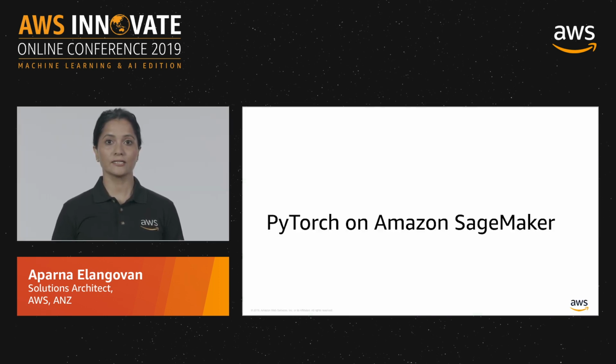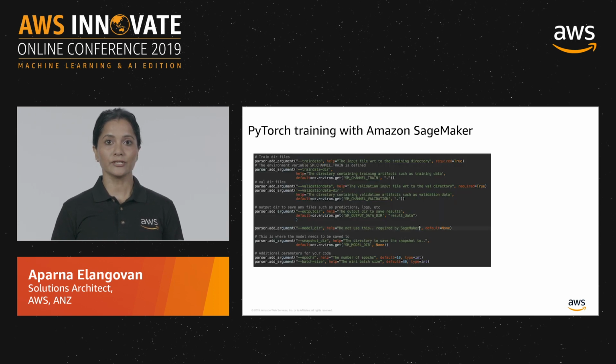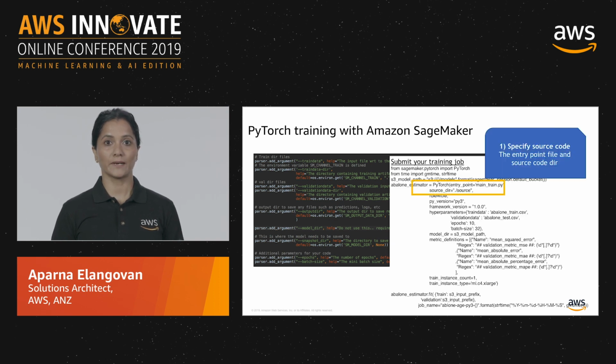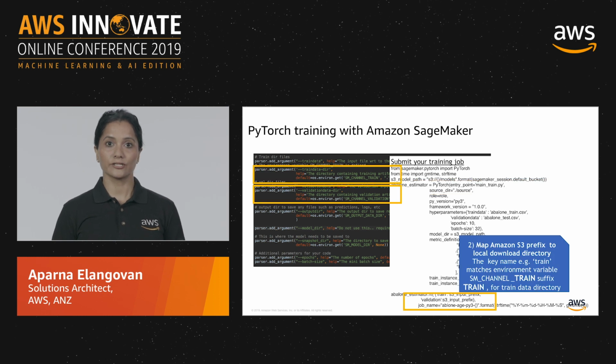In this section, let's look at how to use PyTorch with SageMaker. The method to submit training job is very similar to TensorFlow with one minor change. Instead of specifying TensorFlow, you specify PyTorch to submit the job. Here you've specified PyTorch, and similar to TensorFlow, you specify the source code location and the entry point file. Just like in TensorFlow, you specify the training data location in S3 and use the key name as the suffix to the environment variable sm_channel_ to load your training data.